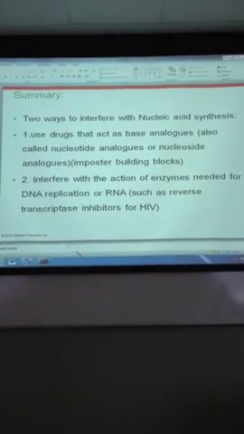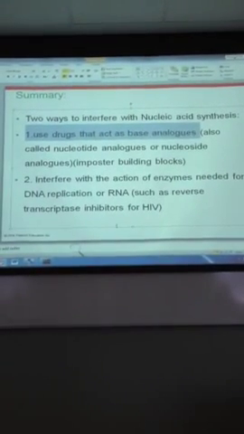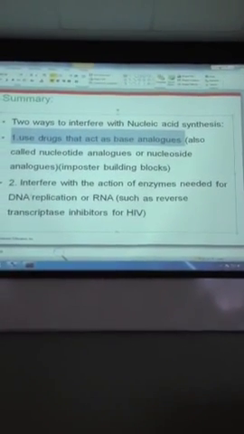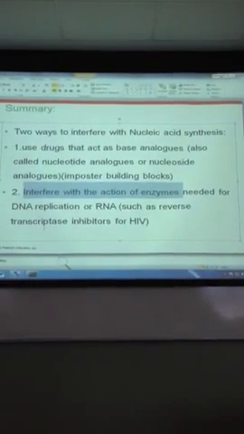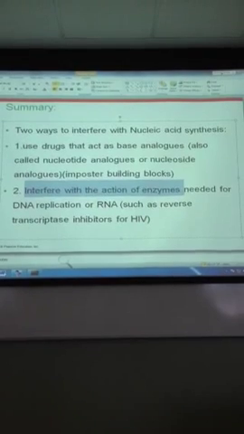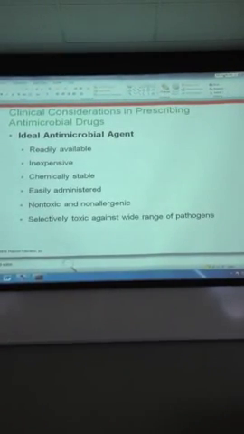Summary: 2 ways to interfere with nucleic acid synthesis. Use drugs that act as base analogs, so you have imposter building blocks, or interfere with the enzymes needed for DNA replication or RNA manufacture, or RNA synthesis. Prevention of virus attachment, that's about viruses.